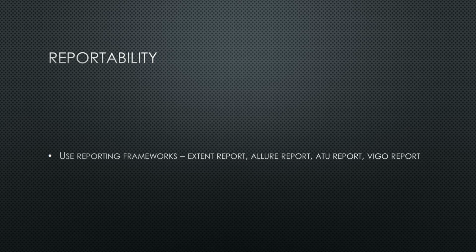Next is reportability. Reportability is also a most important component in your test automation framework. It gives detailed information about the execution of your test automation suite. The execution report should be detailed enough that a manual user should be able to submit an issue or a bug when there is a test automation scenario failure. So it should provide necessary details such as a screenshot of the failure, where it went wrong, the steps the particular scenario executed, the expected result, and the actual result. These kinds of things give a nice and more effective test execution report. You can use third-party reporting frameworks such as Extent Report, ALU Report, ATU Report, and Vigo Reporting.